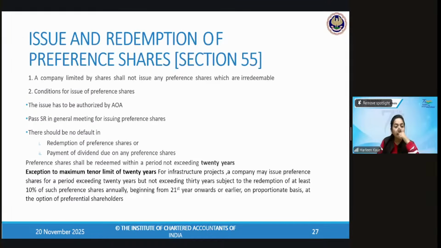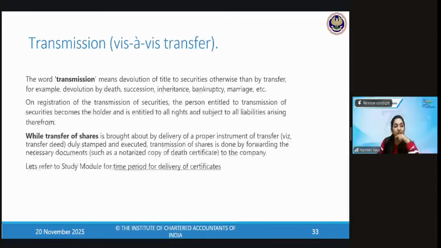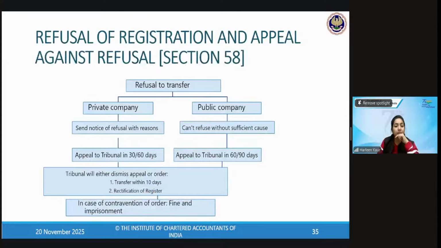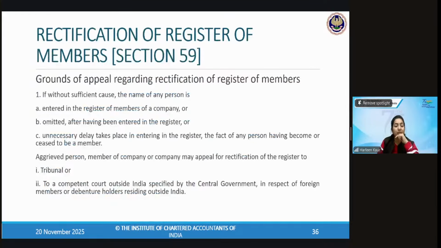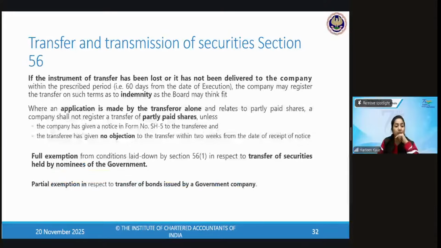You want to see where it is given in the book? So, section number 56, when we did the transfer and transmission, then we had this specific point related to forgery. I don't know whether it's here or it's in the book.